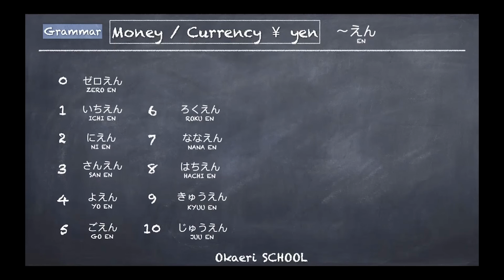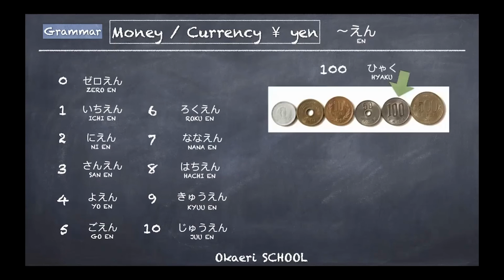Right. Super easy, right? Just add en after numbers. Well, we have by now learned up to just 100. But when we talk about money or currency, we have way more than 100 yen. We have 1 yen, 5 yen, 10 yen, 50 yen, 100 yen, and 500 yen as coins.